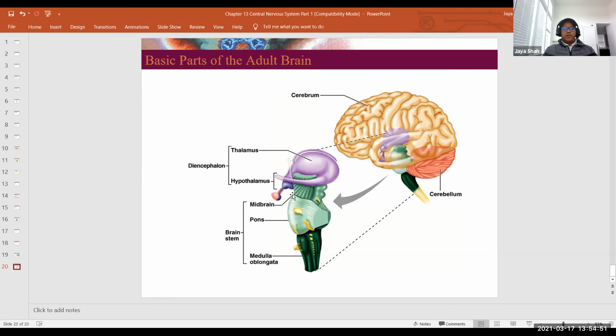Brainstem has three parts. In the middle between the diencephalon and brainstem is the midbrain. This bridge-like structure is the pons, and then the medulla oblongata, and together we call them brainstem. And here behind will be the cerebellum. Okay, so these are the structures in the brain.